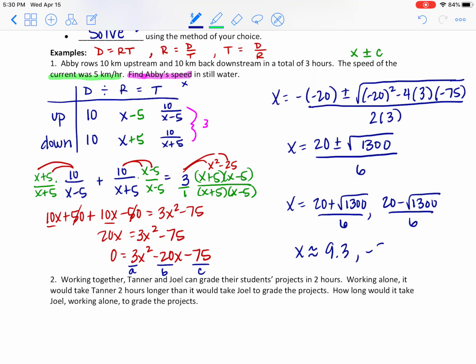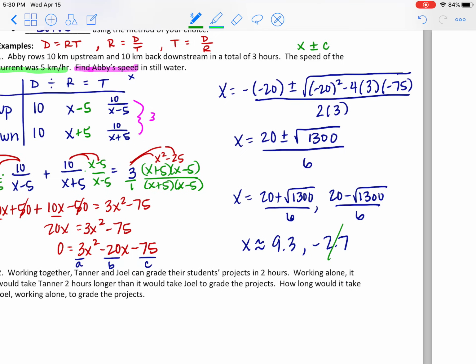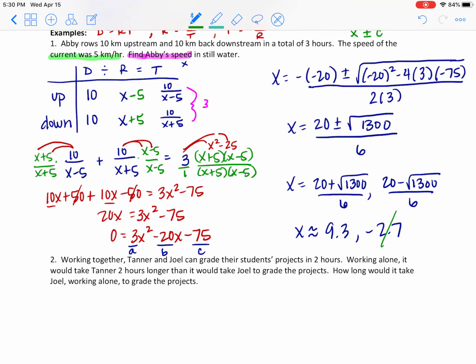And then if I change the plus to a minus, then we're looking at a negative 2.7. And obviously we can't have two speeds for one Abby, and also speed can't be negative, so we're going to take the 9.3. So she's going about 9.3 kilometers per hour.